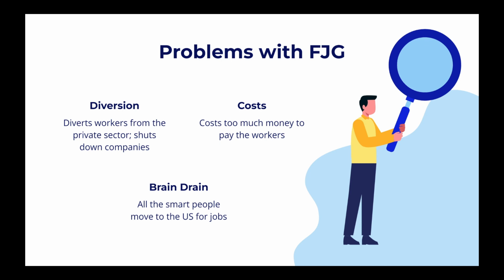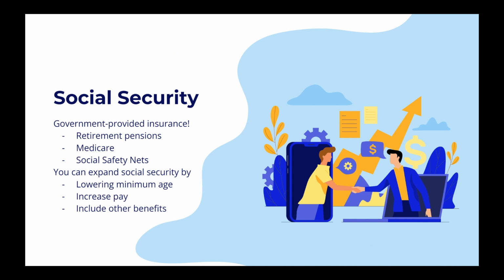There's also cost. When you hire a lot of people to work on all these different projects, obviously it's going to cost a lot. It costs too much money to pay all of the workers. There's also brain drain. Basically, brain drain is when all of the smart people move to the US for jobs. Let's move on to Social Security.